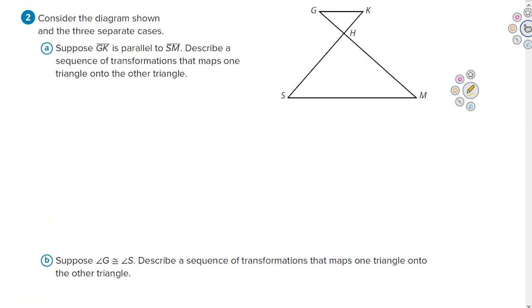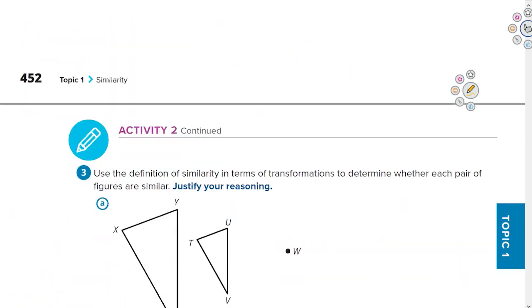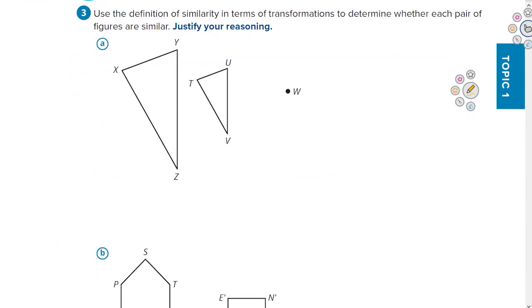Number 2, no, I don't like that one. Next page. Use the definition of similarity in terms of transformations. So technically, the more rigorous definition is that defined with similar transformations, even though it's not how the book defined it a few pages ago, but let's just keep going. Using transformations to determine whether each pair of figures are similar.